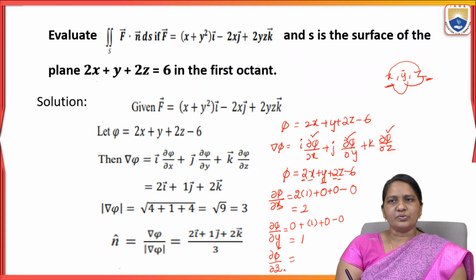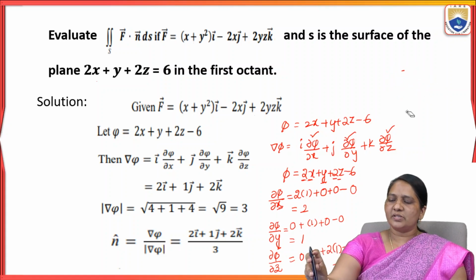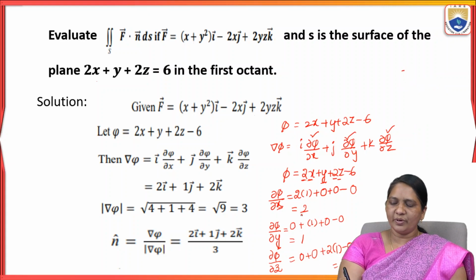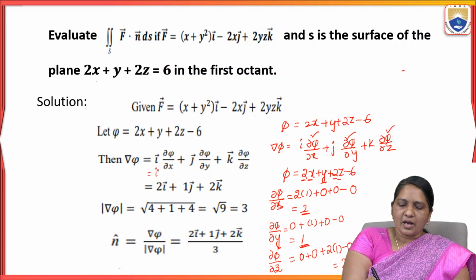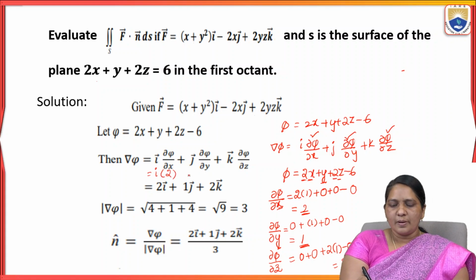So here dou pi by dou z. With respect to z, x and y are both constant. So 2x is constant and the first term is 0, and y is also constant, so the second term is also 0. Plus 2 into the derivative of z, which is 1, minus 0. Finally this value is 2. Now I got dou pi by dou x value is 2, dou pi by dou y value is 1, and dou pi by dou z value is 2. So I am replacing here: i times 2 plus j times 1 plus k times 2.